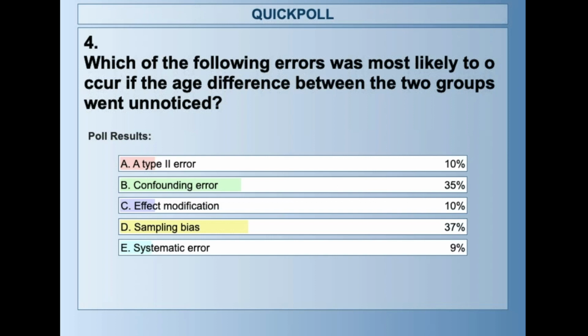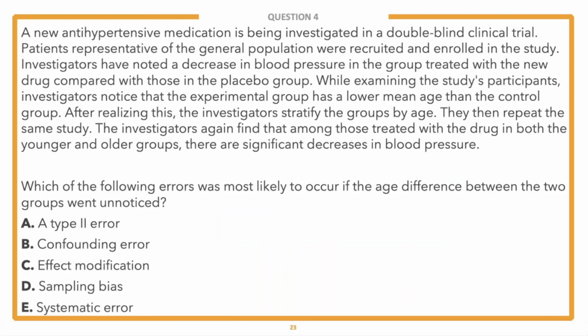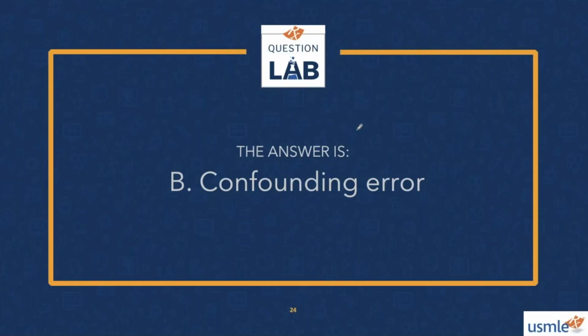Looks like 37% picked sampling bias and 35% picked confounding error. Let's see what the correct answer choice is. The correct answer choice is B, confounding error. So once again, it's a little bit of a challenging question, it seems, but that's okay. Dr. Titus is going to explain it to us and explain the other answer choices to you as well.